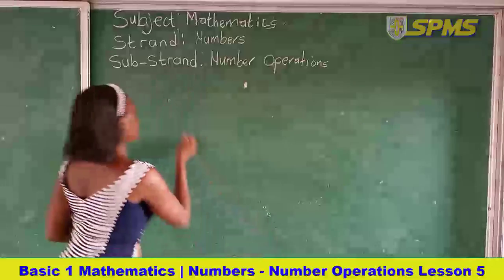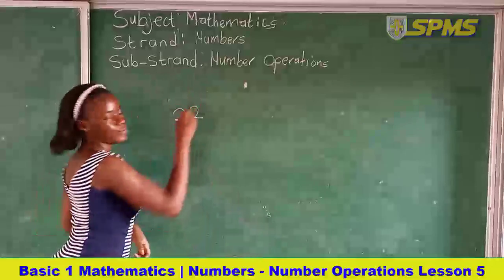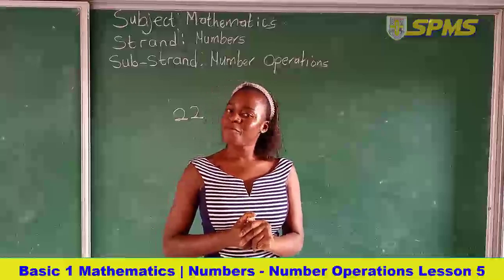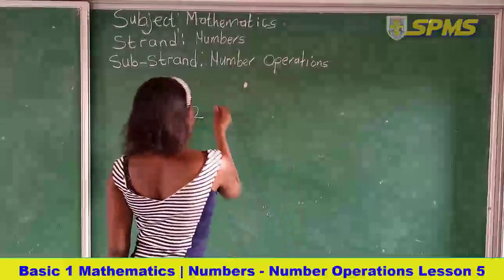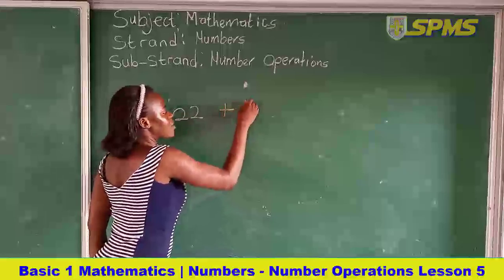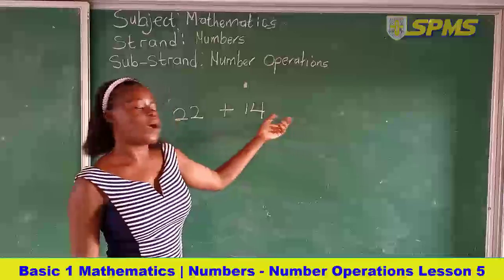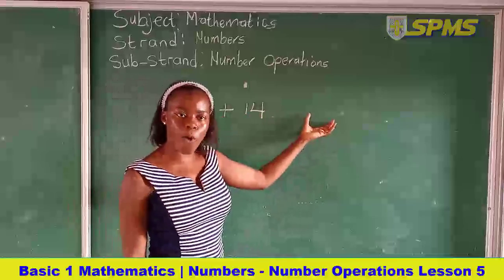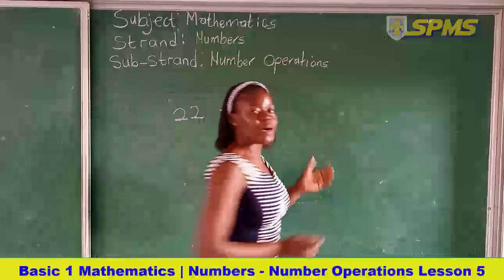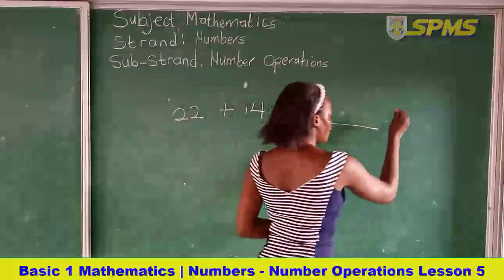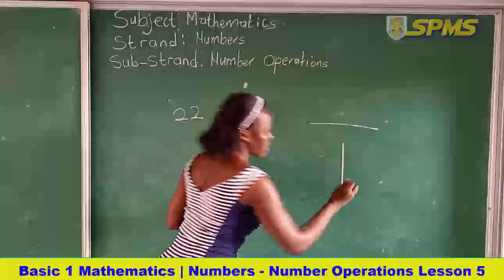22. Very good. 22. Another one. 14. Good. So 22 plus 14. So this is in what? Horizontal form. When you have a line like this, it is horizontal, and this is vertical.